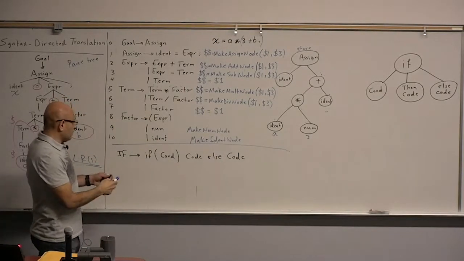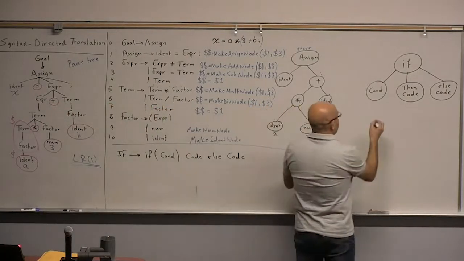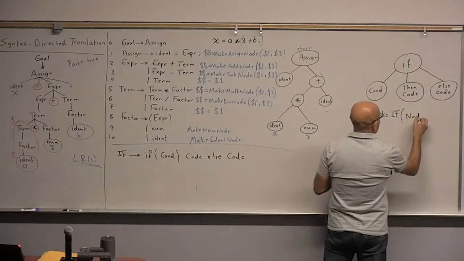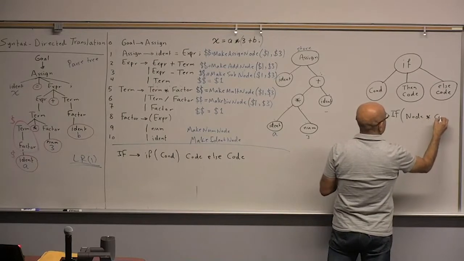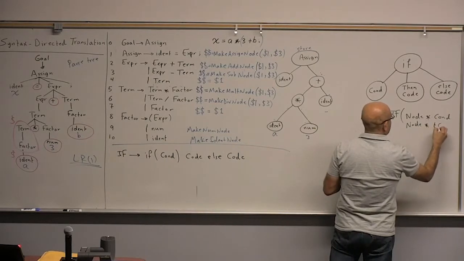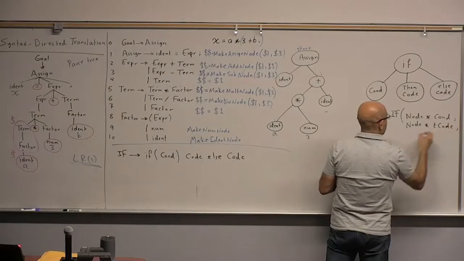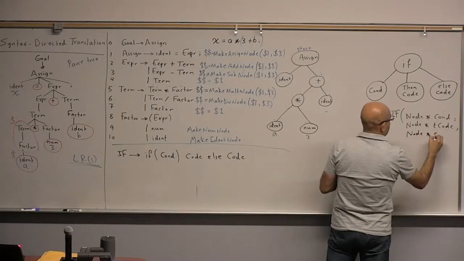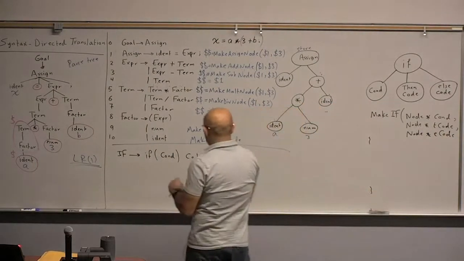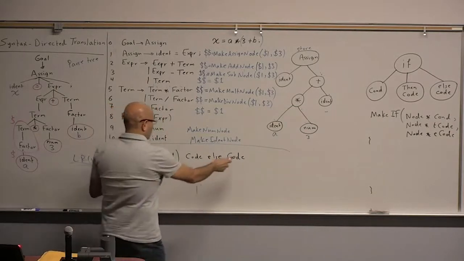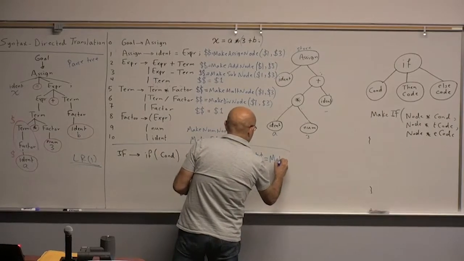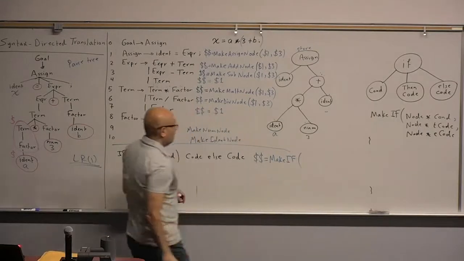So in this case, we'll have a make if that will take 3 pointers: node star condition, node star then code, and node star else code. And it's going to link them. Now here, in order to write the action, we will write dollar sign equals make if of what?